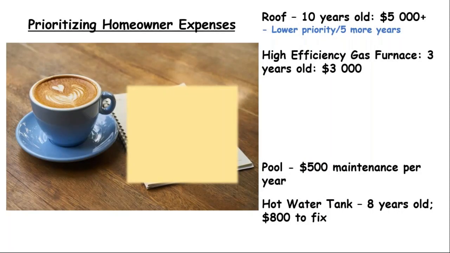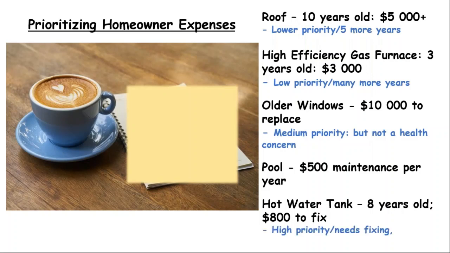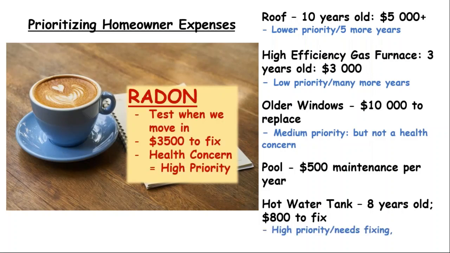So, homeowners are prioritizing their expenses. As they shop for homes, they're considering potential expenses that may come up, be that a roof, a high efficiency gas furnace, older windows, the pool, a hot water tank. So these are all potential costs, and they all have different priorities. Some of them might be a lower priority because they'll last many more years. Some of them might be a medium priority, but most of them are not a health concern. So our message is really radon should be a high priority because it is a health concern.